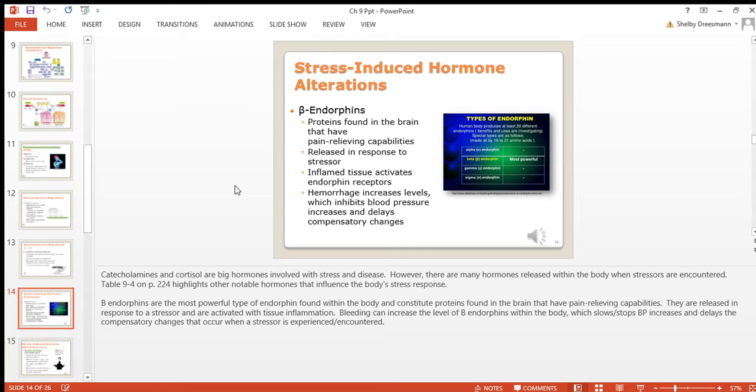So beta endorphins decrease pain and they're increased in bleeding in stressful situations. They want to keep your blood pressure down. So say maybe think of this like say my dad were to stub his toe and experience pain, beta endorphins are going to keep his blood pressure down so he doesn't go into a full-blown heart attack over stubbing his toe.